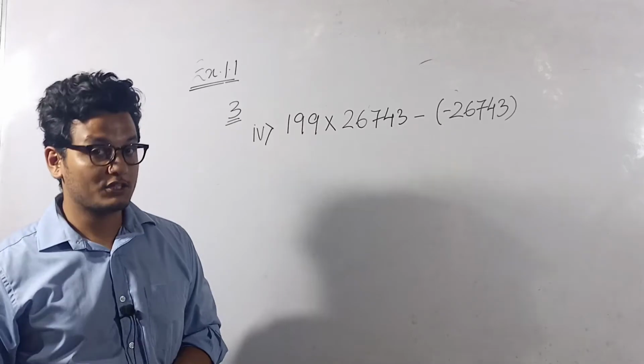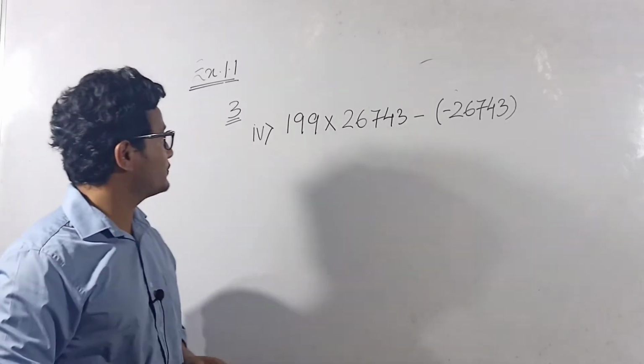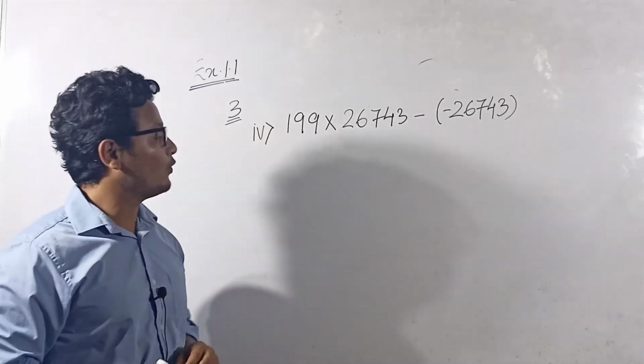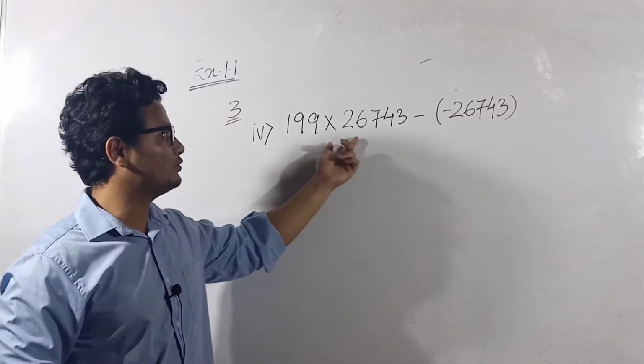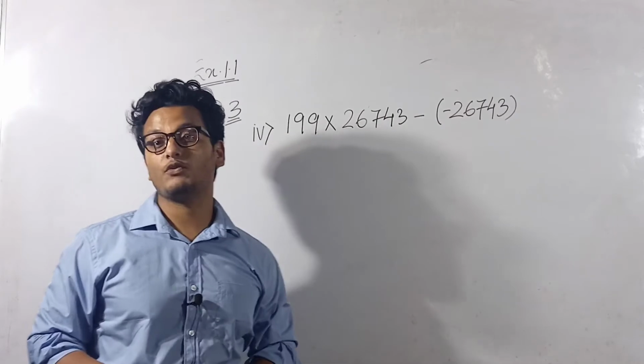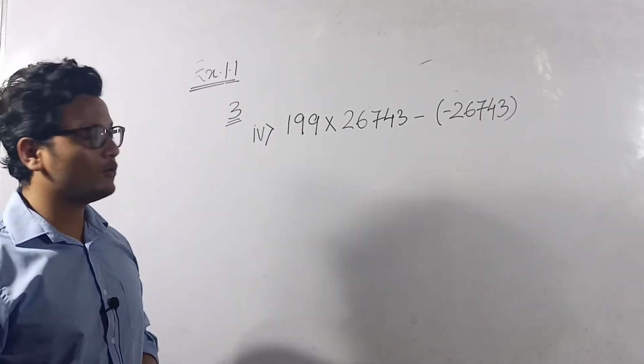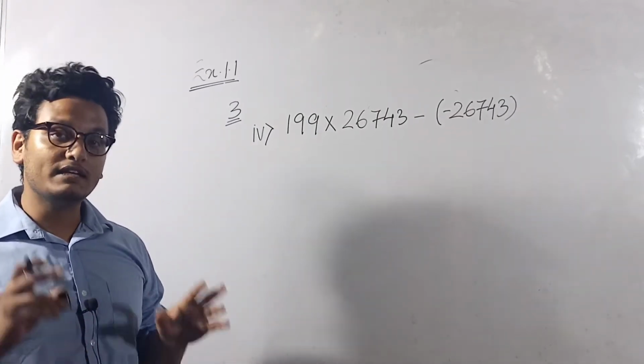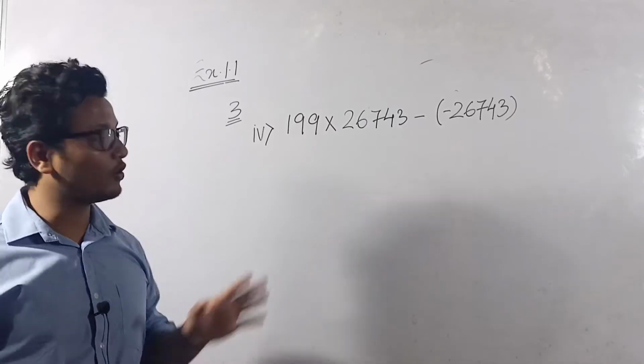Question number 5 of sub number 3. So let's start the class. Okay, students, now we'll be solving question number 4 of number 3. What is the question? 199 into 26743 minus 26743. Now, what do we have to do? We have to use distributive property to solve this problem.